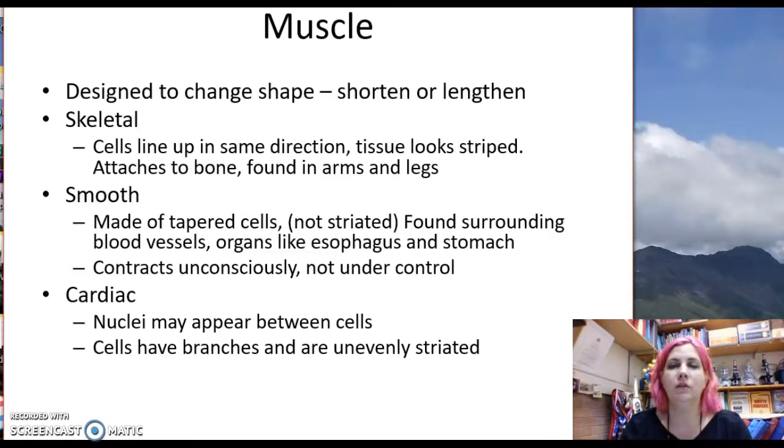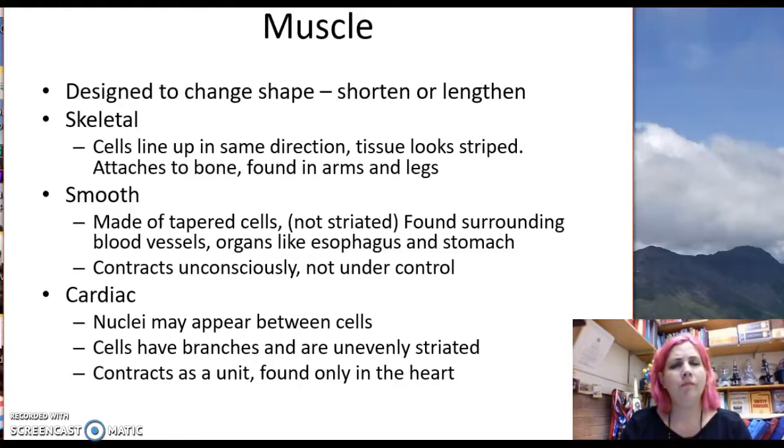They have uneven stripes. And it contracts as a unit, and it's found only in one place. It's only found in the heart. And the thing with cardiac muscle that's interesting is that if you have one single cardiac muscle cell, it will actually contract and relax all on its own. It will undergo the process of muscle contraction and relaxation without any signals.